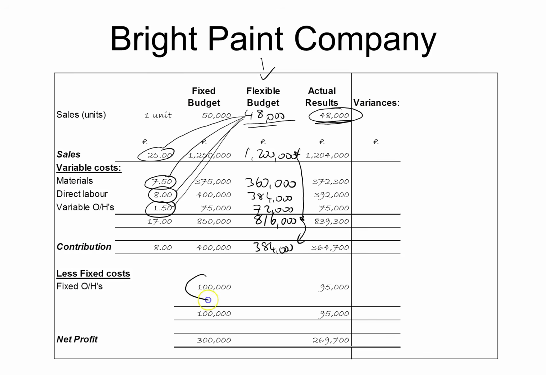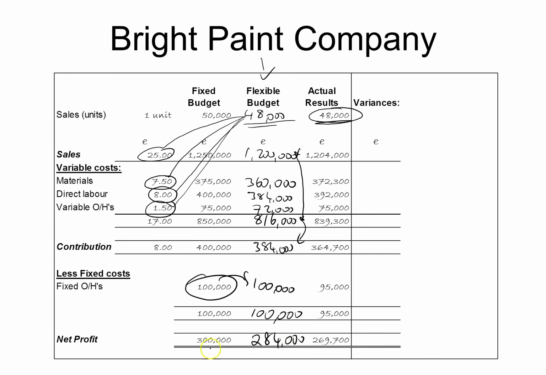Now, all things being equal, I would expect the fixed costs to remain the same. Fixed costs, by definition, should not be affected by changes in the level of activity, so the total fixed cost should have remained at 100,000, so therefore the profit should have been 284,000 even.